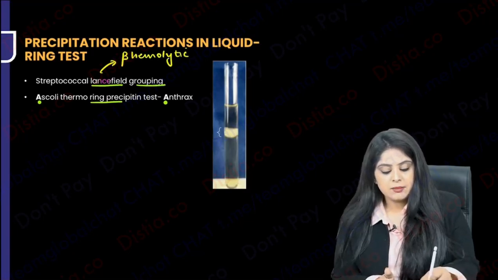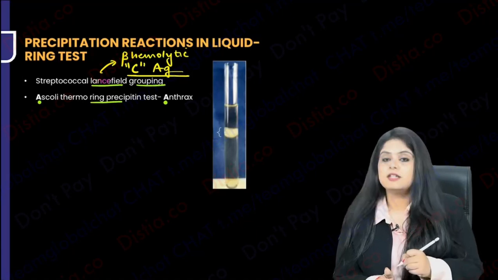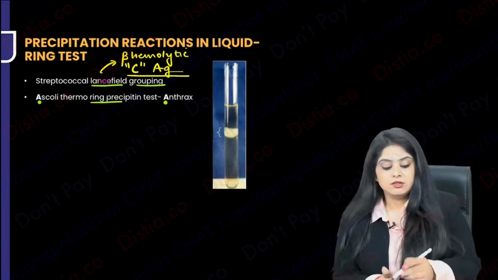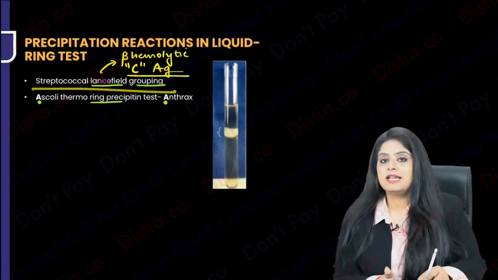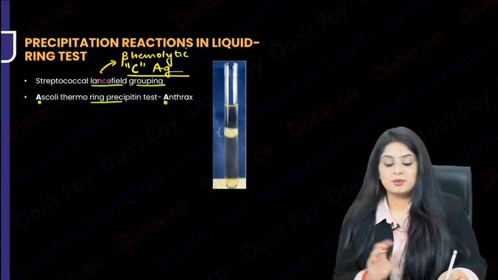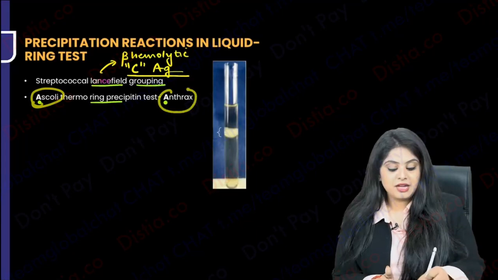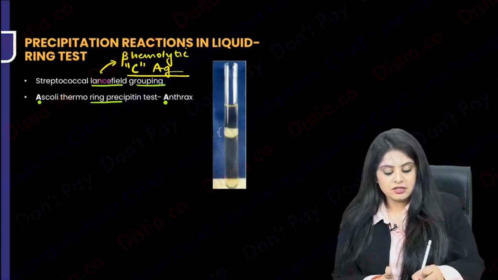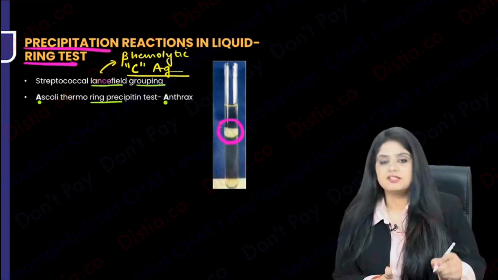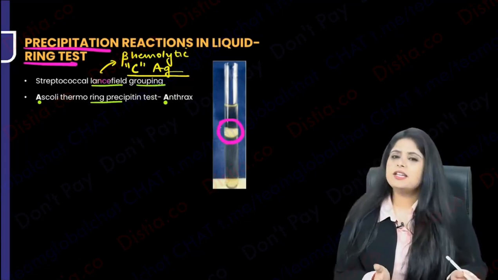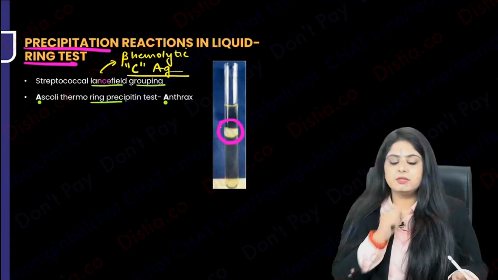I hope you remember from your streptococcus chapter that Lancefield grouping is for the beta hemolytic streptococcus. And which antigen am I talking about? We are talking about the C antigen, the carbohydrate antigen. So remember, the streptococcal Lancefield grouping and Ascoli's test for anthrax both result in the formation of a ring. They are ring precipitation reactions. Is there anything that I have to be a little cautious about?